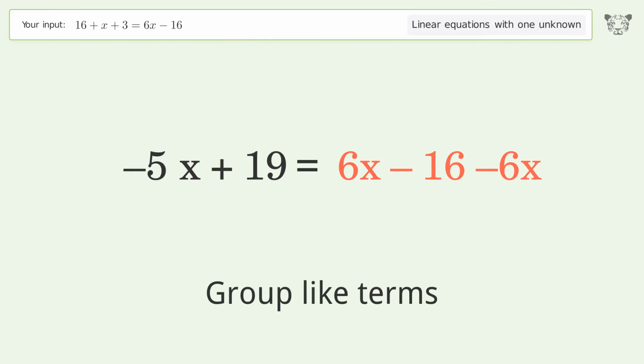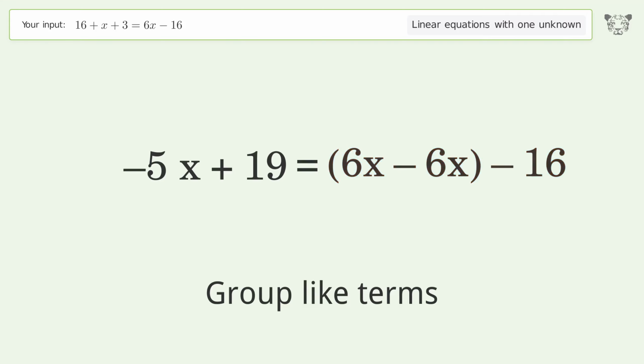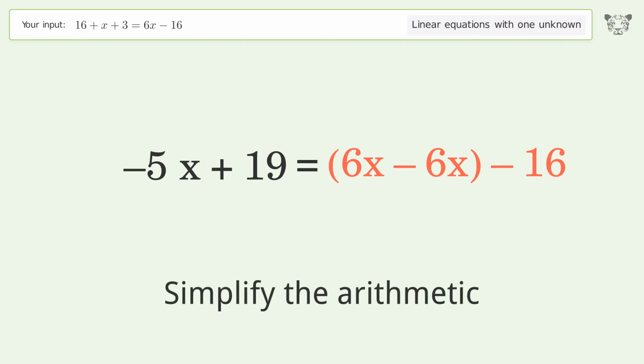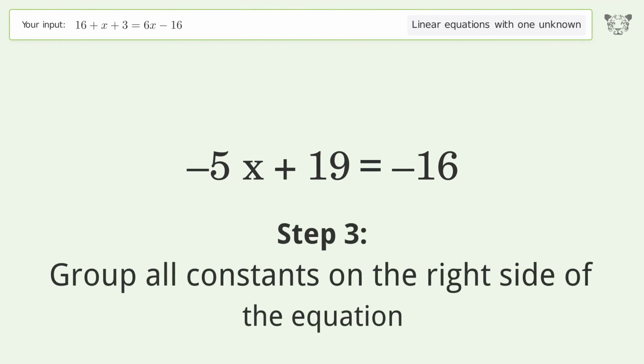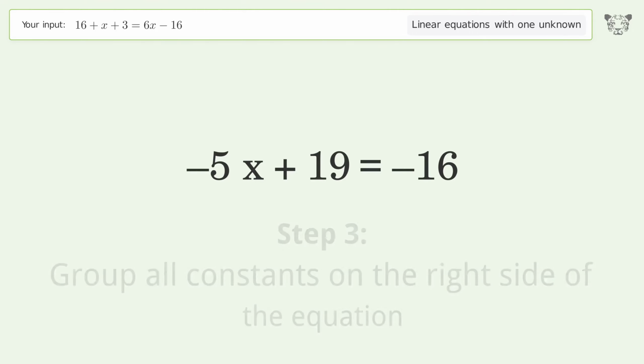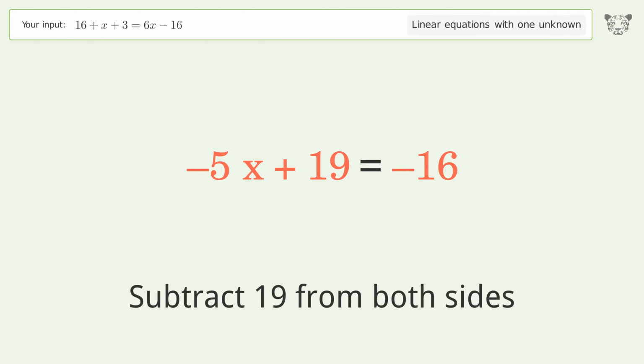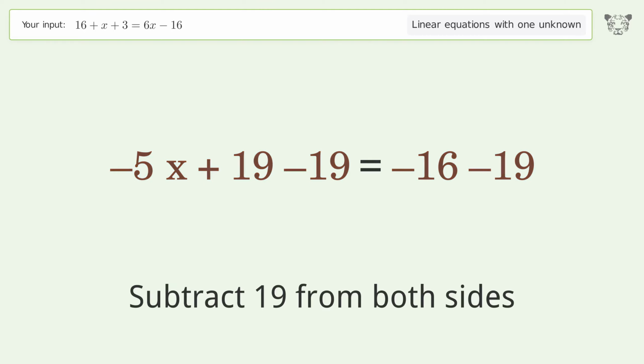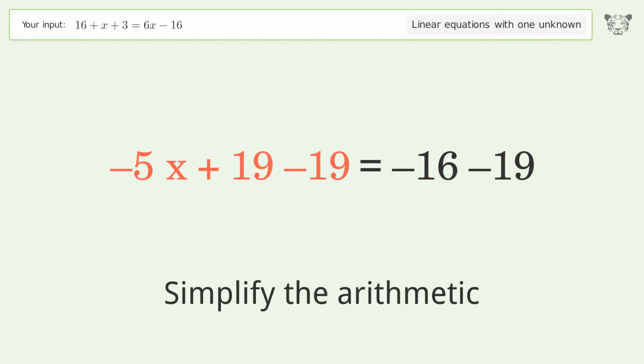Group like terms. Simplify the arithmetic. Group all constants on the right side of the equation. Subtract 19 from both sides. Simplify the arithmetic.